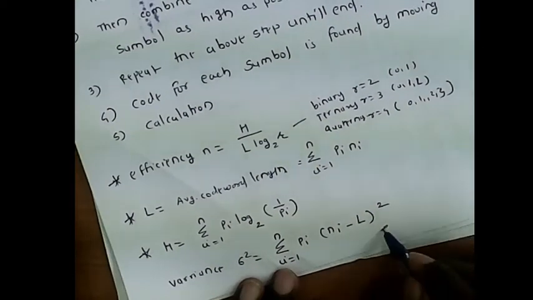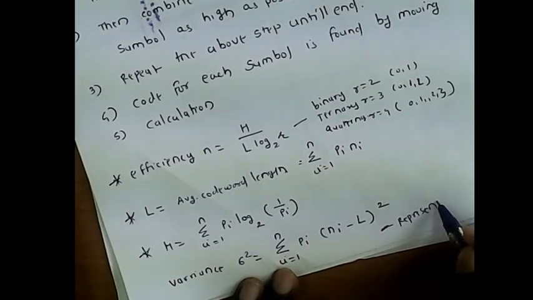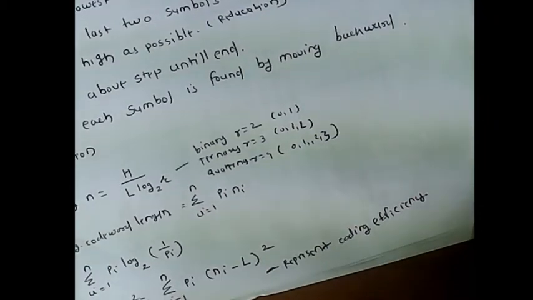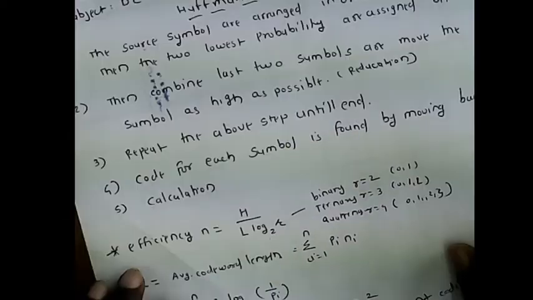So the variance represents coding efficiency. The value of variance in Huffman coding should be as low as possible. So the lower it is, the better. Okay, so we can go to a better understanding.